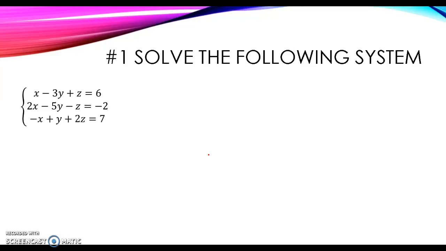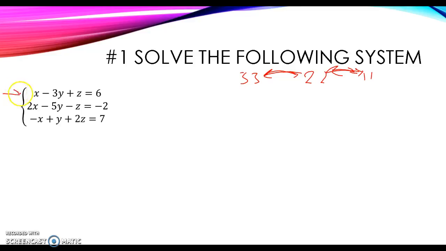And again, our goal is going to be the same. We're going to change something from three variables with three equations into something with two equations and two variables, into something with one equation with one variable, and then we're going to be able to work backwards to come up with what the other two variables are. And so what we want to do first is get one equation with one of the variables isolated by itself.